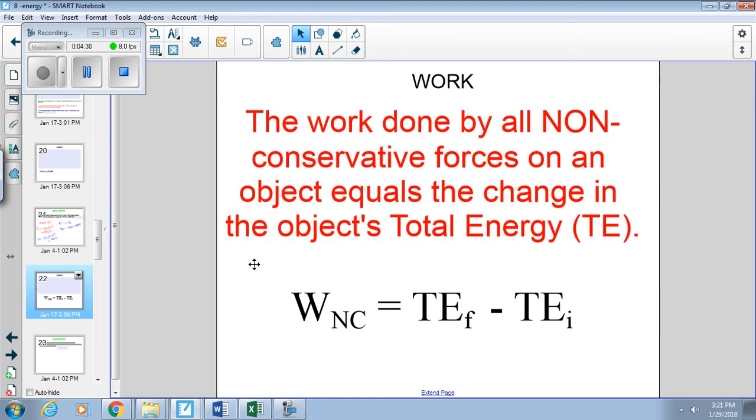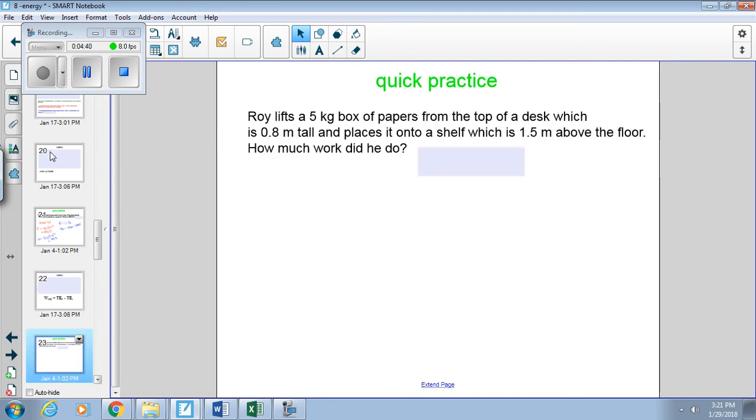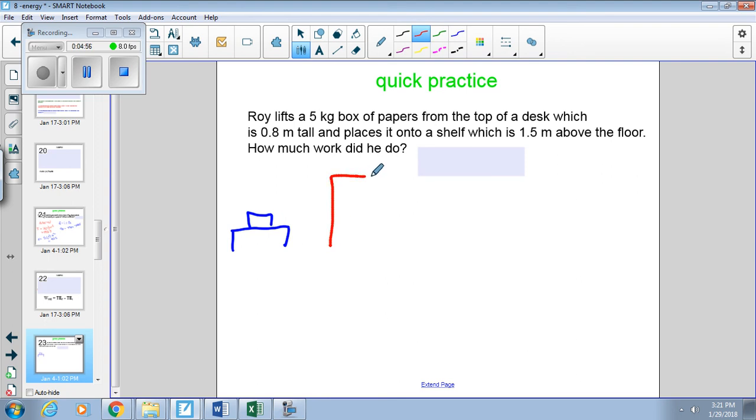Alright, so for a non-conservative force, we're looking at our change in our total energy. So again, final minus initial. Let's say we have Roy, and Roy is going to lift a box of papers from a desk. So let's say this is our desk. Here's our box of papers to a shelf that is taller. There we go, and there's our box. Now, how much work does he do?